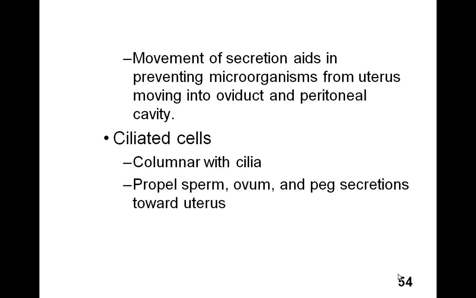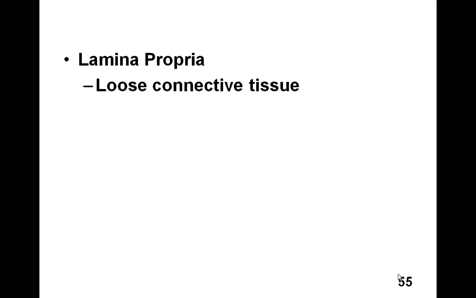The second type of columnar cell that we find associated with the oviduct we're just going to refer to as a ciliated cell. Okay, tall cells with cilia. These are the cells that are going to generate currents and move the sperm. They're responsible for the movement of the ovum, and they're also going to aid in the movement of the PEG cell secretions.